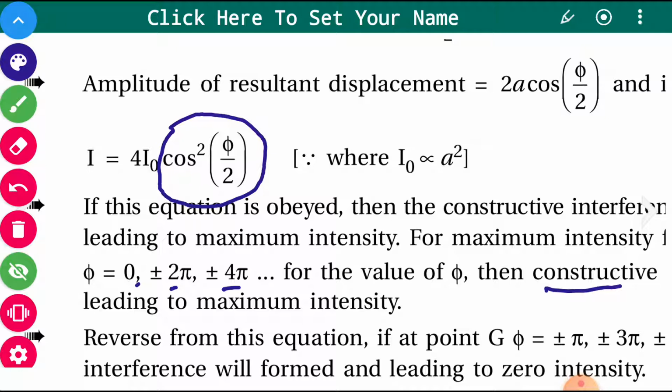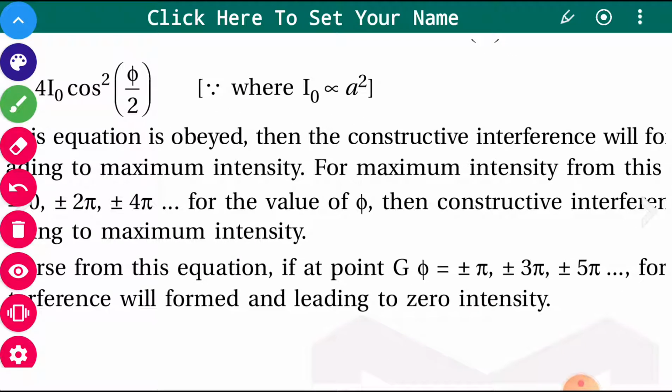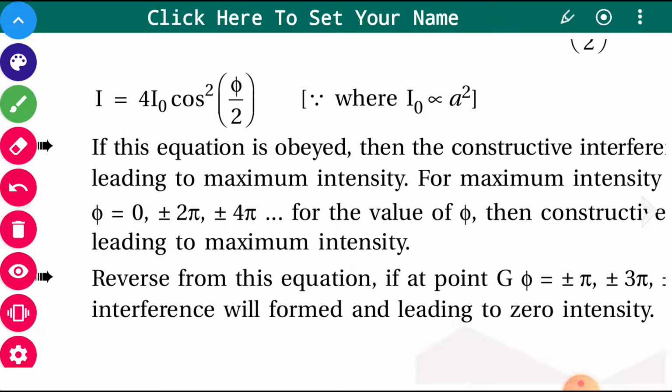And if the intensity is to be made minimum, that is 0, then phi by 2 must be equal to pi by 2, because cos pi by 2 is 0. So the value of phi for making it 0 must be plus or minus pi, 3 pi, 5 pi, this way. So that will lead to the 0 intensity, and point G will become dark, or there will be a minimum intensity and there will be a destructive interference.